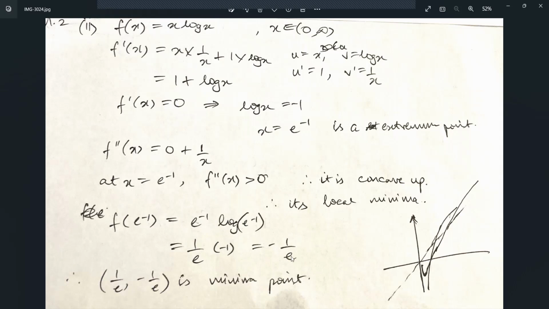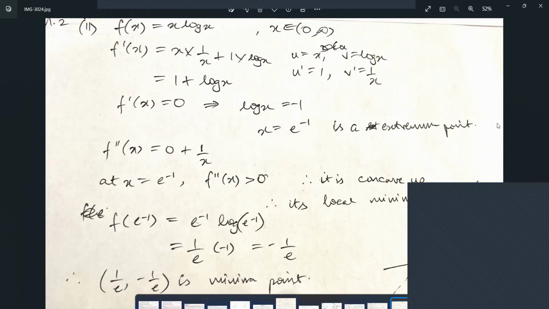So this finishes the solution, but for the sake of visualization, I have just drawn the function over here. The function x is the dotted line, and log x is the function shown here. So the product of the two of them will start here, go to a minimum point and go in the positive direction. And here is the minimum point which we get.